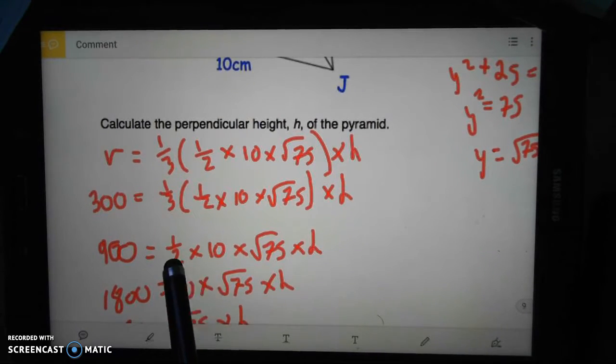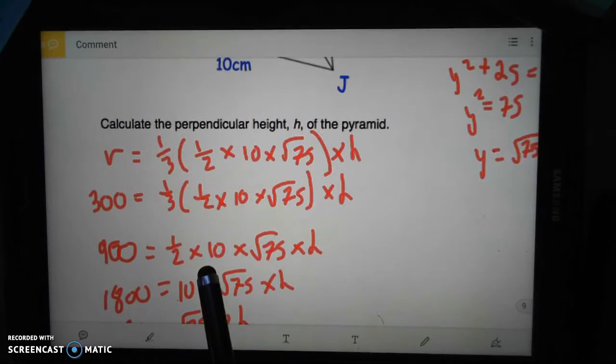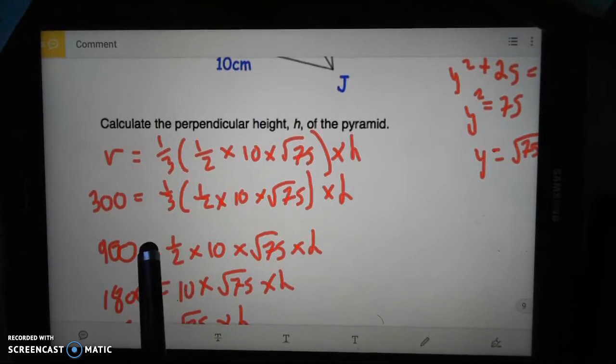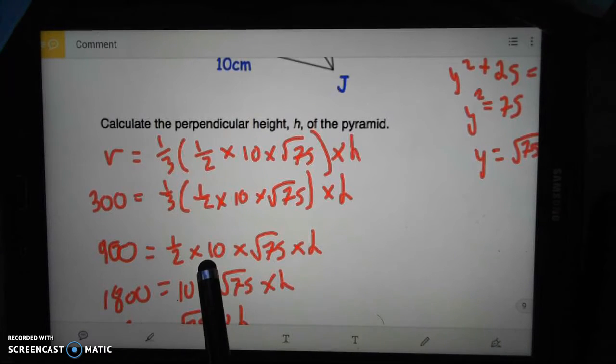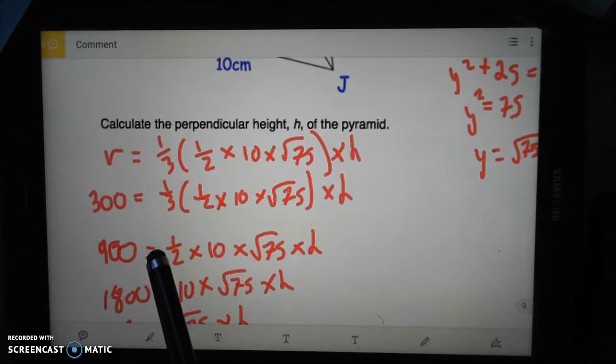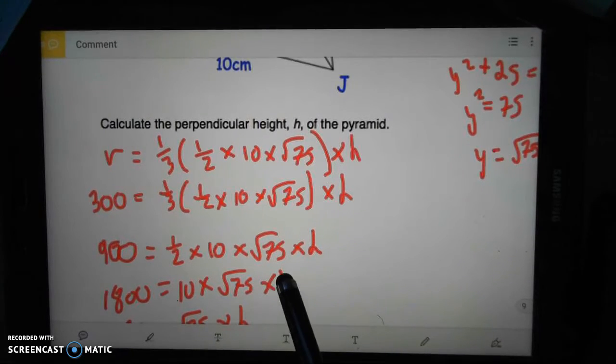Then we can get rid of this times a half. Remember, times half is the same as dividing by 2. So we're going to multiply both sides by 2 to get rid of this times a half. 900 times 2 is 1,800. This half will cancel out, and we'll be left with just 10 times square root of 75 times h.